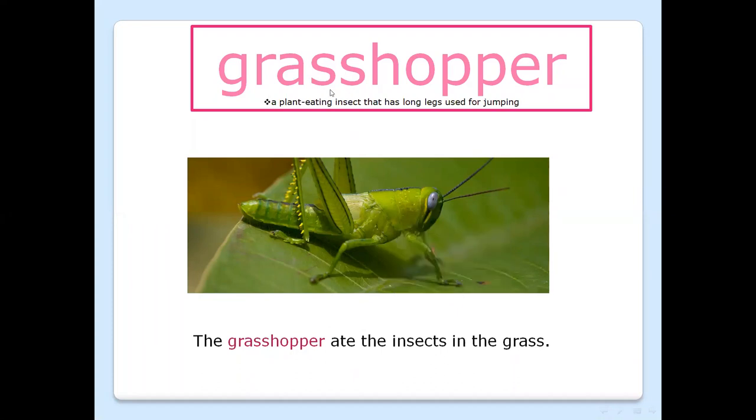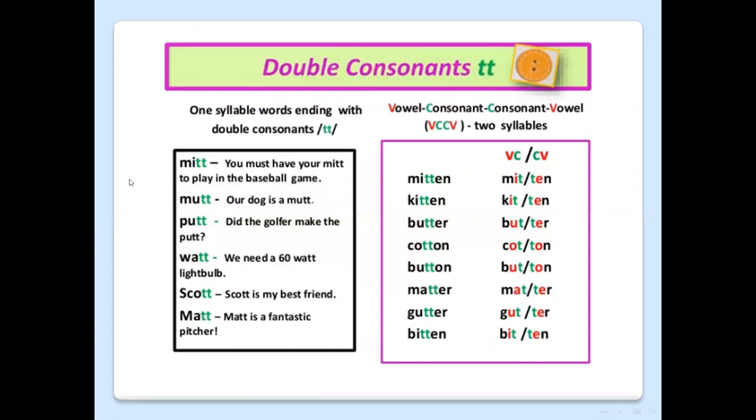Now let's see, why did we double the S here? Because, as I told you, grass is one word and ends with double S. It's one syllable, grass, with double S. I know we have double P here also. We will study it now. Let's move on to the next situation.